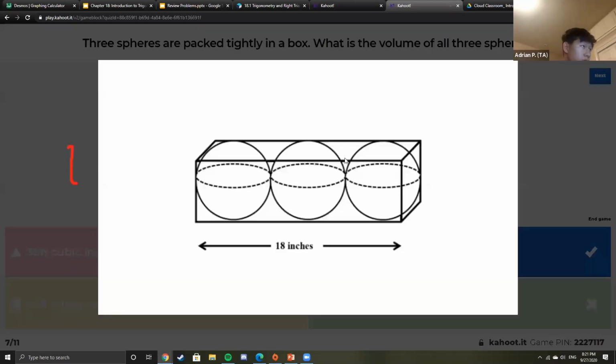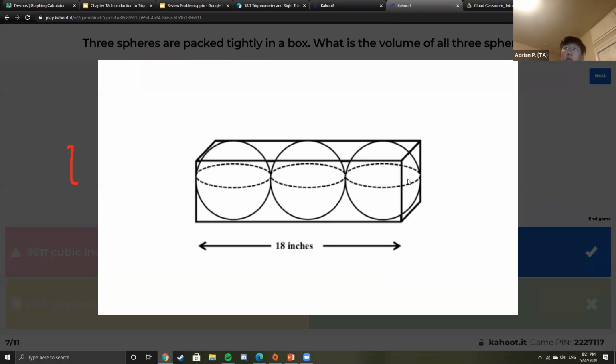Okay, so for this question, it wants to find the volume of all 3 spheres. And if you see, the spheres are all going to be equal in radius since they all touch the top. So you're going to have 18 inches. If you divide that by 3 to get the diameter for each, you'll have 6. Split that in half, it's 3. Radius is 3 for each. You plug that into the formula of 4/3 pi r cubed to get the volume.